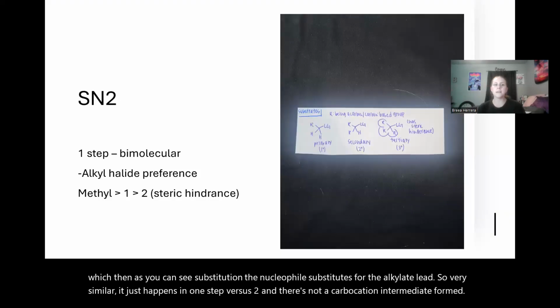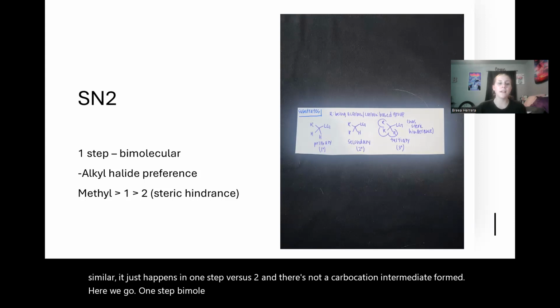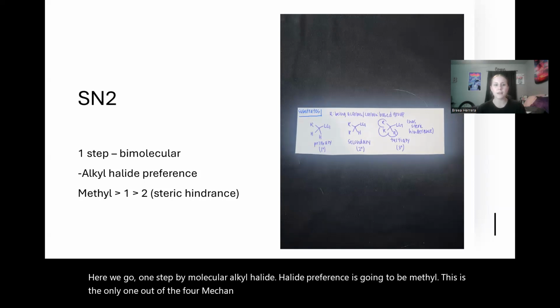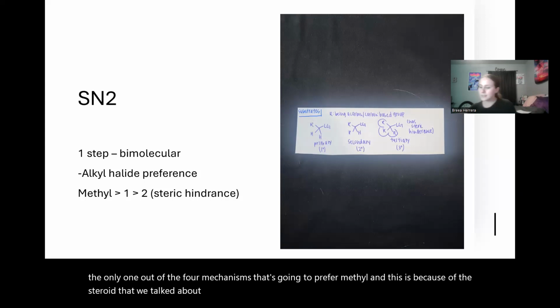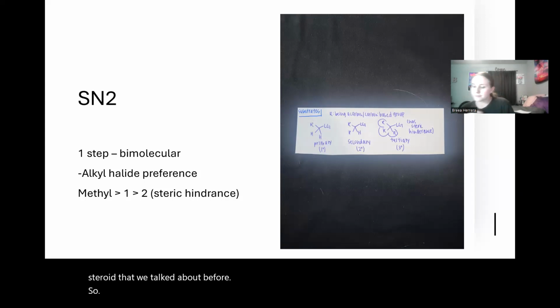Here we go, one step, bimolecular. Alkyl halide preference is going to be methyl. This is the only one out of the 4 mechanisms that's going to prefer methyl, and this is because of the steric hindrance that we talked about before. So tertiary, really just not reactive at all.